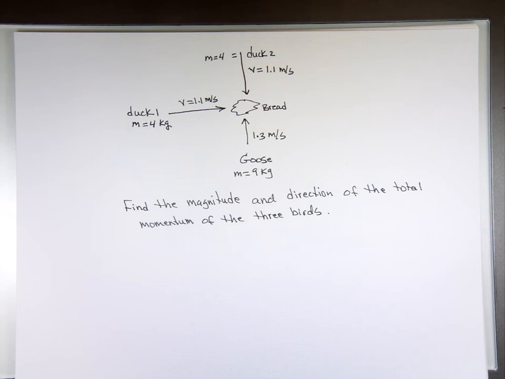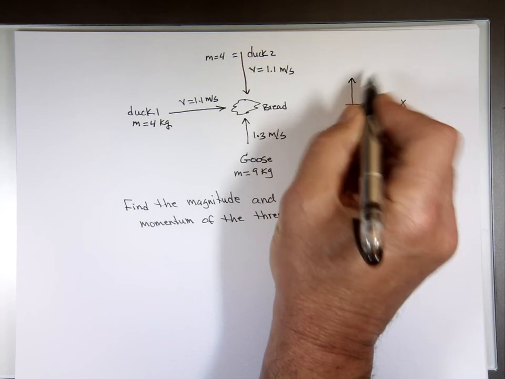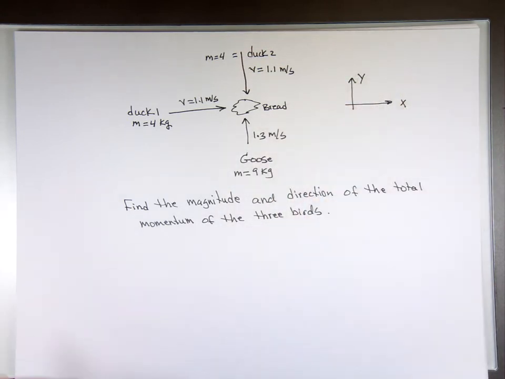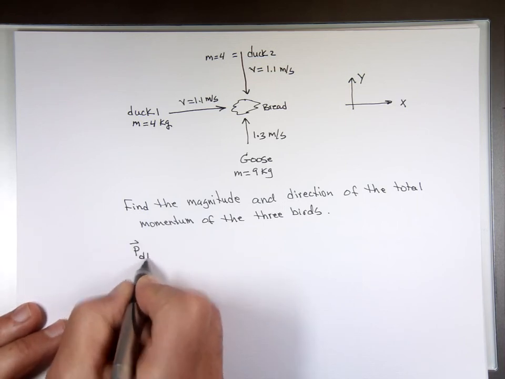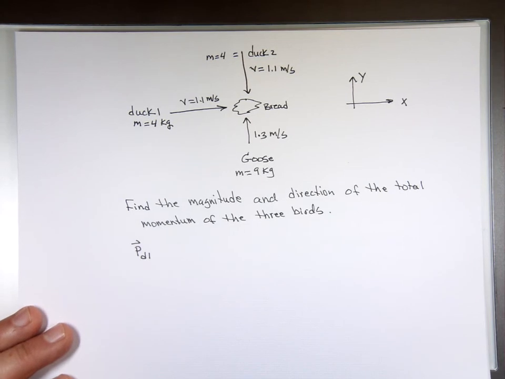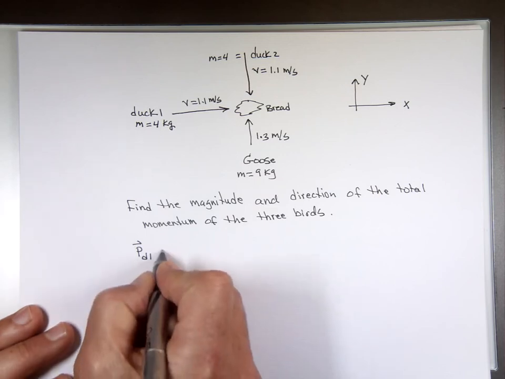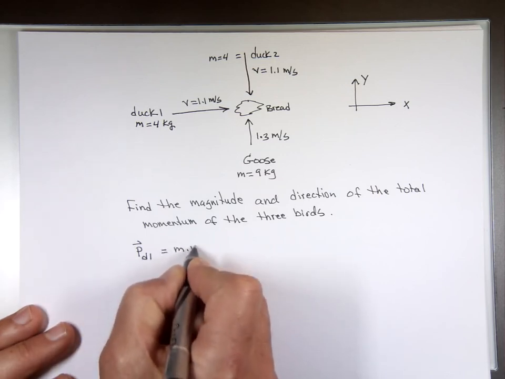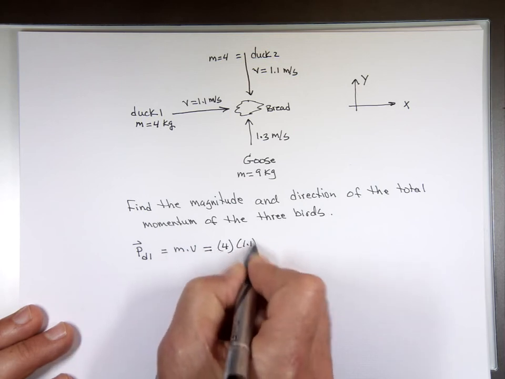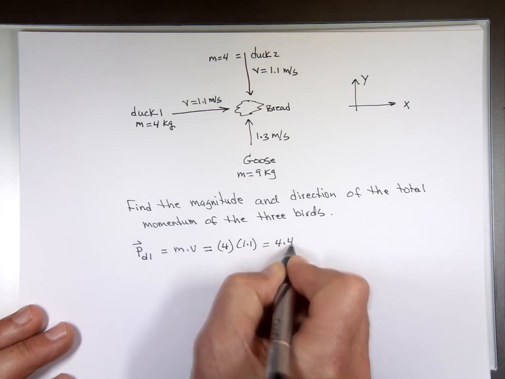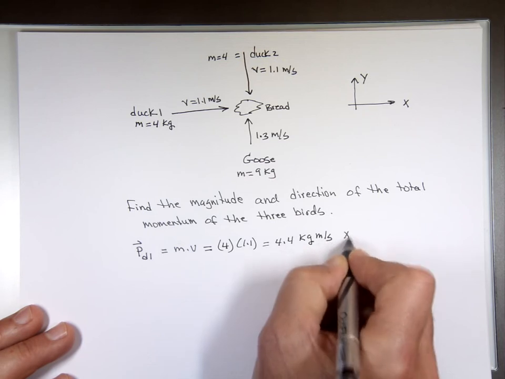I'm going to use this as positive. Okay? So let's look at each one. The linear momentum of duck 1, D1. That's duck 1, this one. Is that going to the right? Is that positive or negative? Positive. The mass times the velocity: the mass is 4, the velocity is 1.1. That's 4.4 kilogram meters per second, in the x direction.